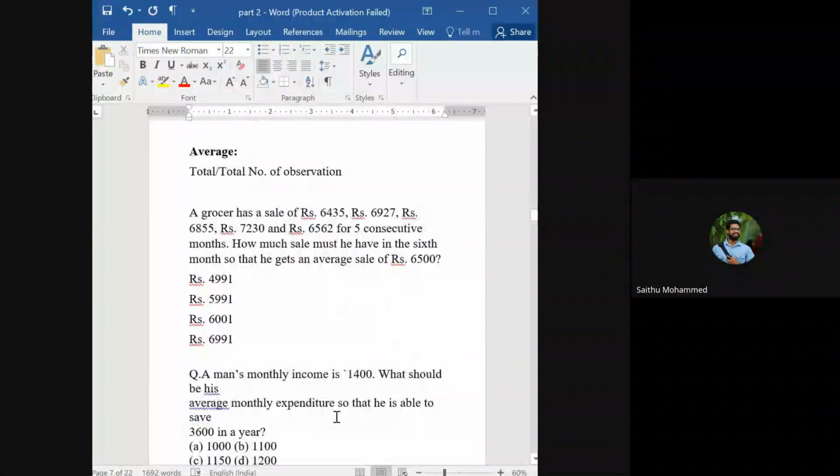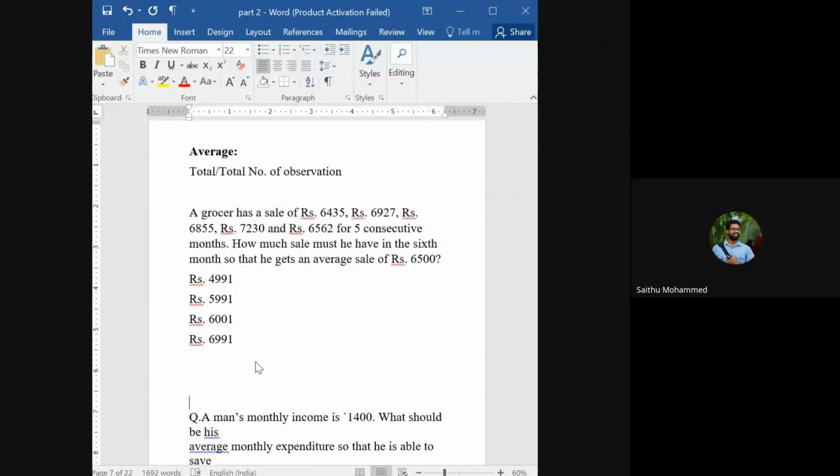Now the next topic is average. Yes, average is a widely asked question in both mathematical reasoning as well as data interpretation. We know that average is also one of the common things that we use daily, right? We want to know what is the average speed that we have traveled, or what is the average marks that we have got.